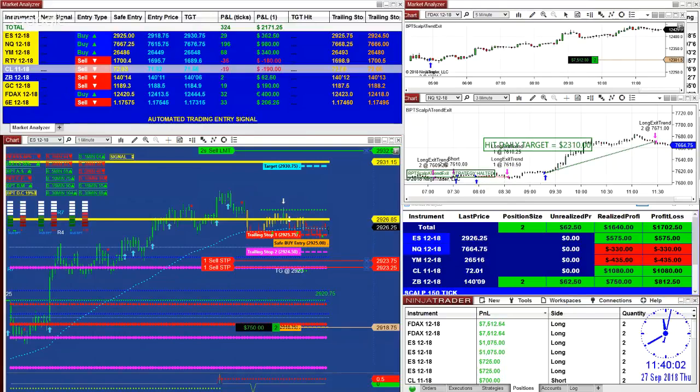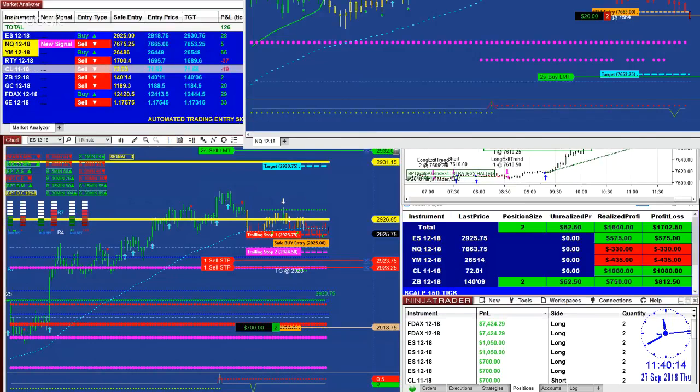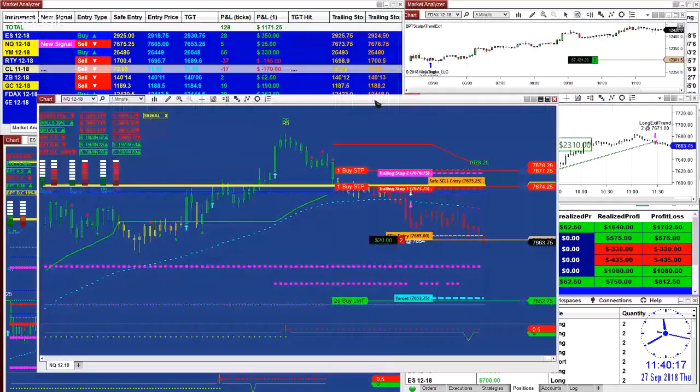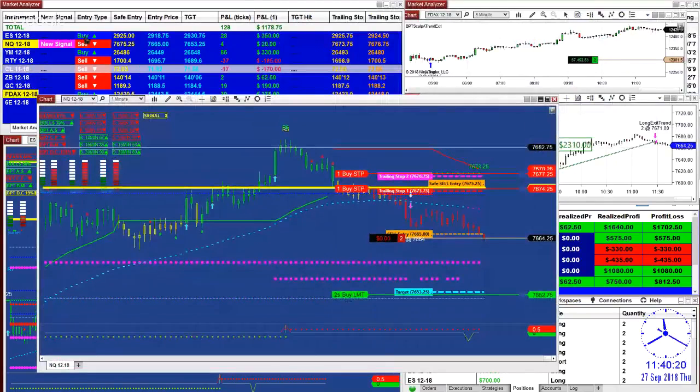Okay, guys, a new entry on the Nasdaq right now, 64 level, new signal.